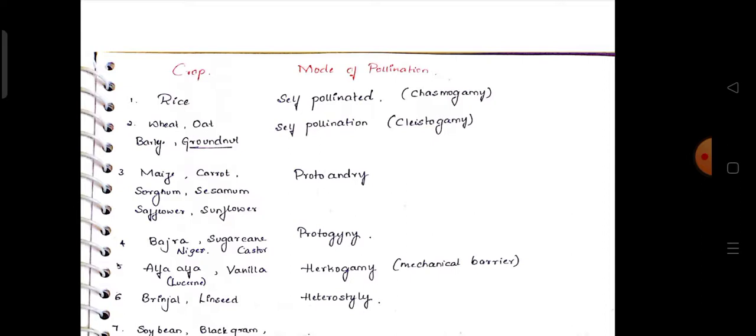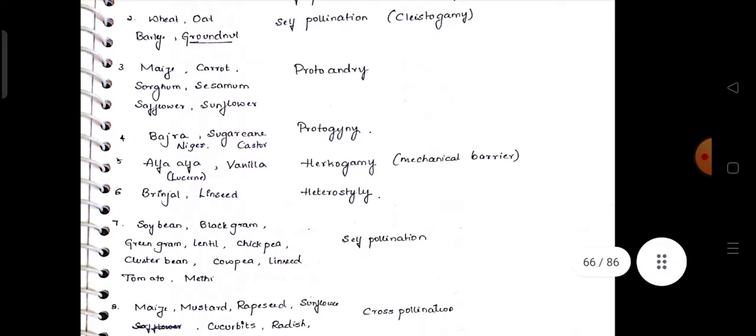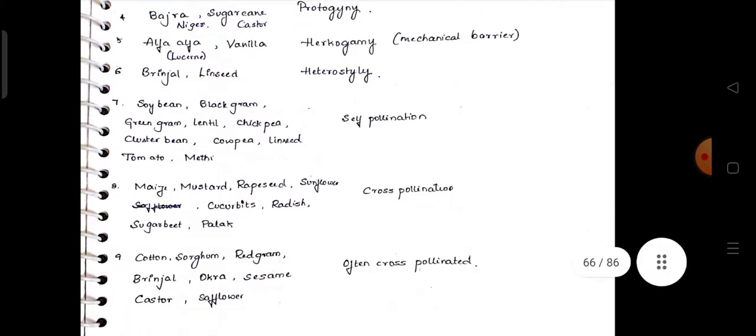In case of maize, carrot, sorghum, sesamum, safflower, sunflower, protandry is observed. Bajra, sugarcane, nizer, castor, protogyny. Alfalfa, vanilla, hercogamy or mechanical barrier is found. Brinjal and linseed, heterostyle. Self-pollination is observed in soybean, black gram, green gram, lentil, chickpea, cluster bean, cowpea, linseed, tomato and methi.